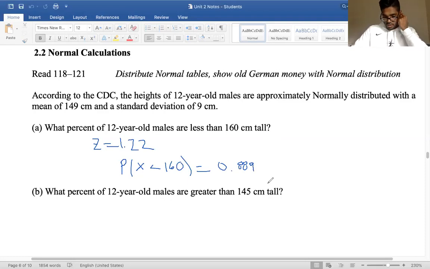Okay. And so now, again, this class is all about interpreting things. So what do we say? What can I write about this? I can say there is an 88.9% chance that, or let me put it this way: 88.9% of all 12-year-old boys are less than 160 centimeters. Okay.